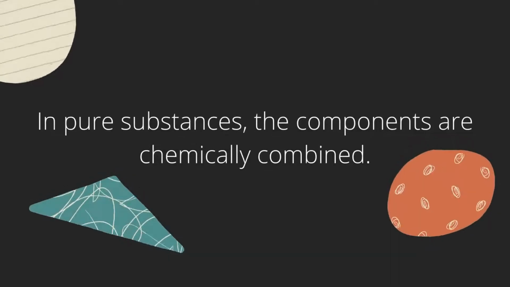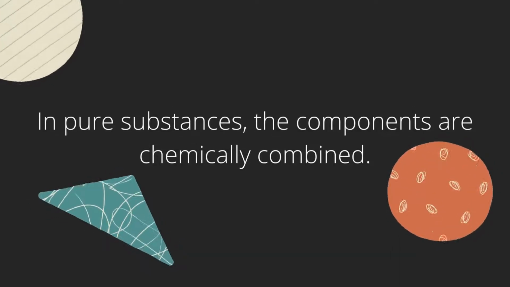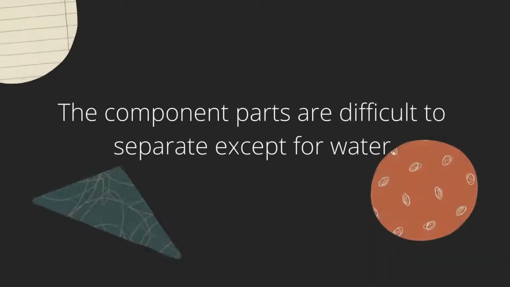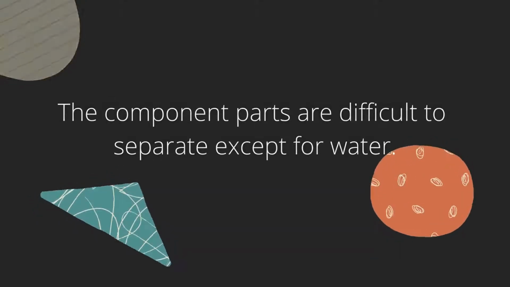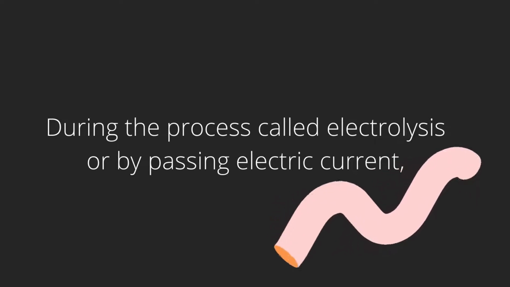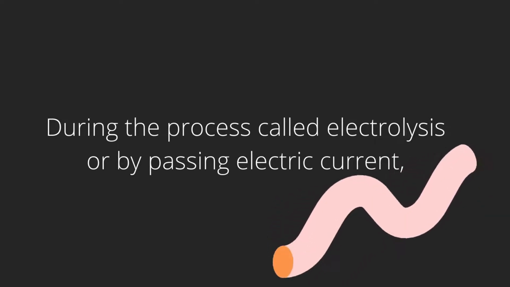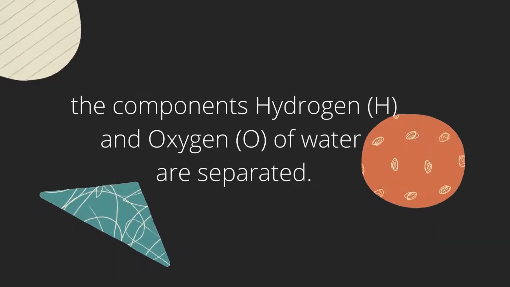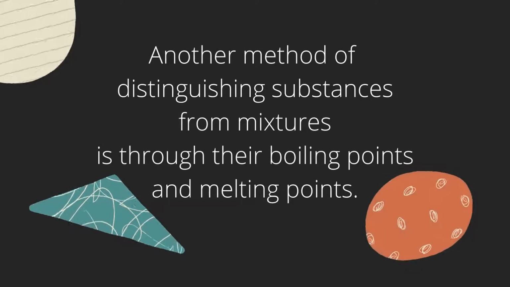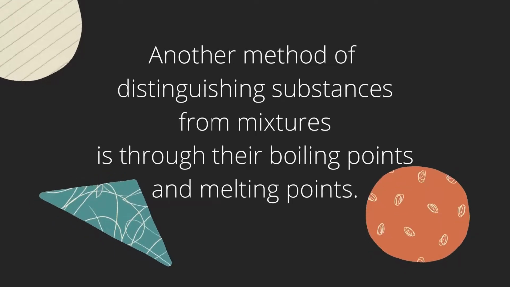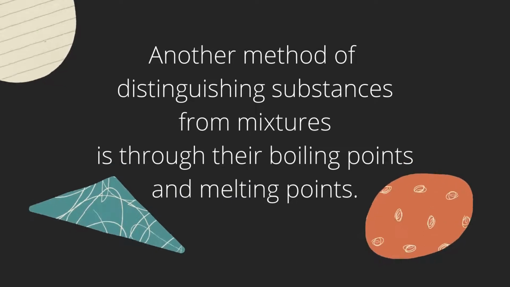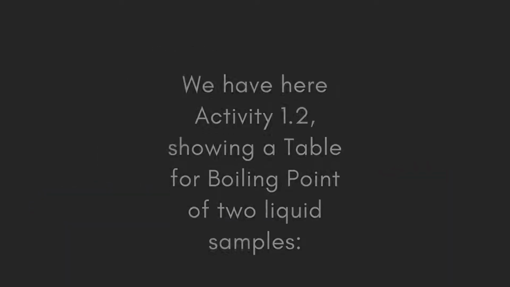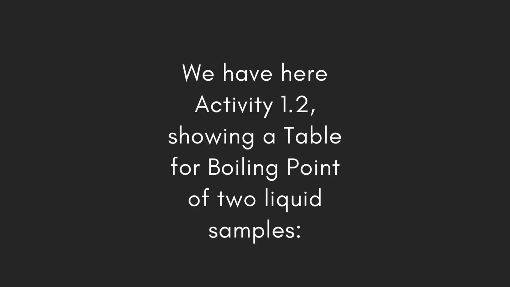In pure substances, the components are chemically combined. The component parts are difficult to separate except for water. During the process called electrolysis, or by passing electric current, the components hydrogen and oxygen of water are separated. Another method of distinguishing substances from mixtures is through their boiling points and melting points. We have here Activity 1.2, showing a table for the boiling point of two liquid samples.